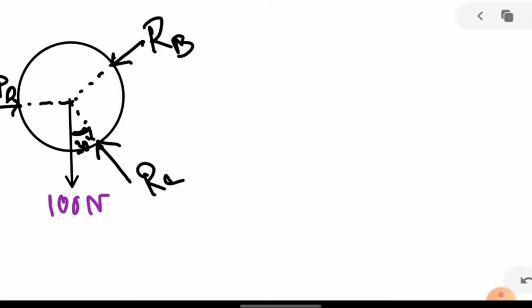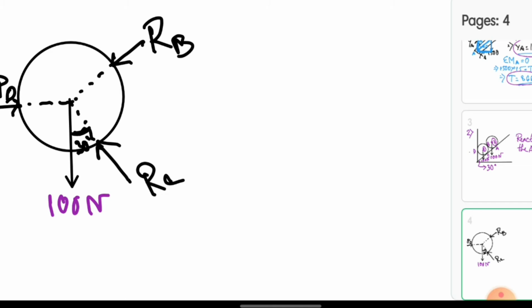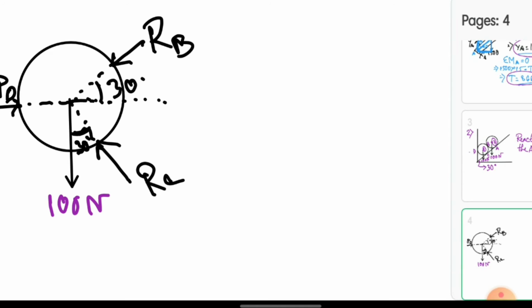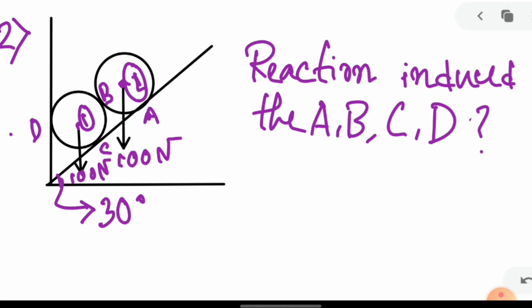Okay, and we need to find this angle also, because we need to divide the RB in the two directions, x and y. So we can see that this is also 30 degree. See that from here, in this direction it is given.